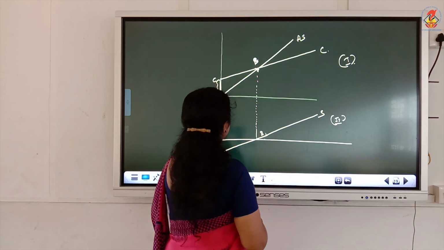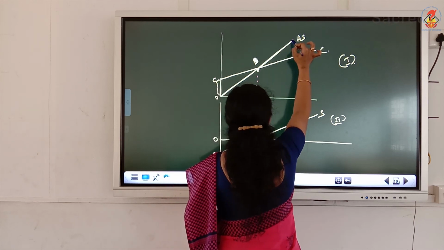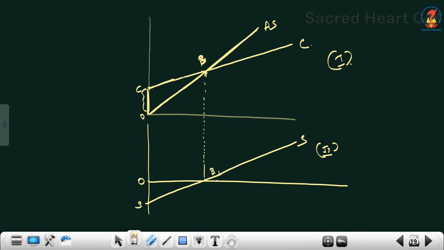Once again I will explain it to you. To derive the saving curve from the consumption curve, draw the aggregate supply curve first with the 45-degree line. Then draw the consumption curve which starts from the y-axis. Take OC with the same measurement as OS in the second diagram. Then draw a perpendicular from this point B in such a way that it touches the x-axis at point B1 in the second diagram. Then join this S and B1 with a line to get the saving curve. This is how we draw the saving curve from the consumption curve.